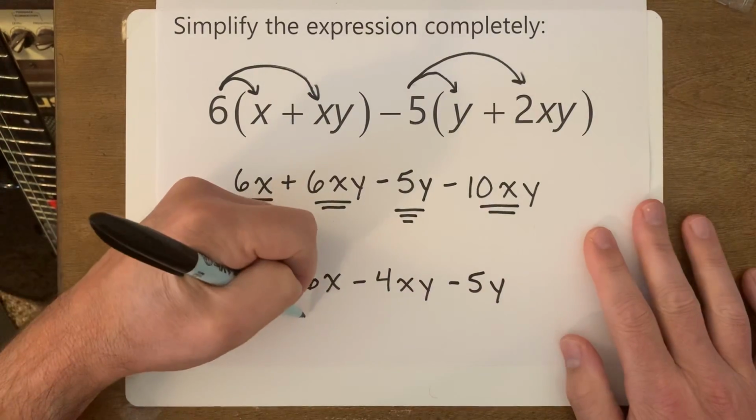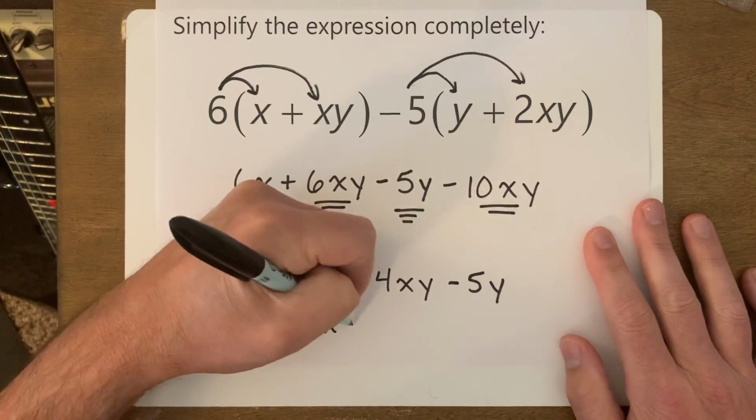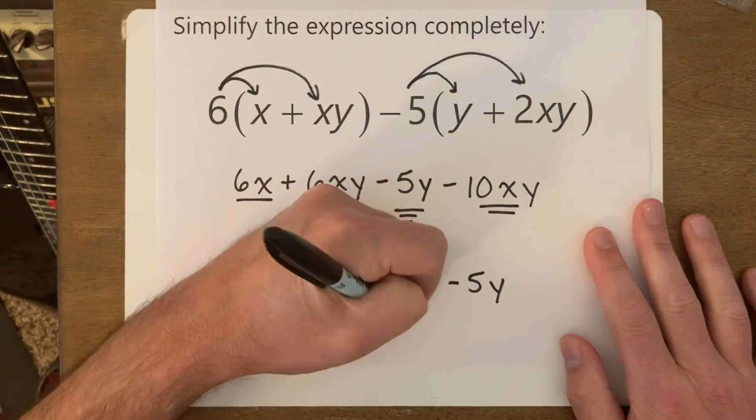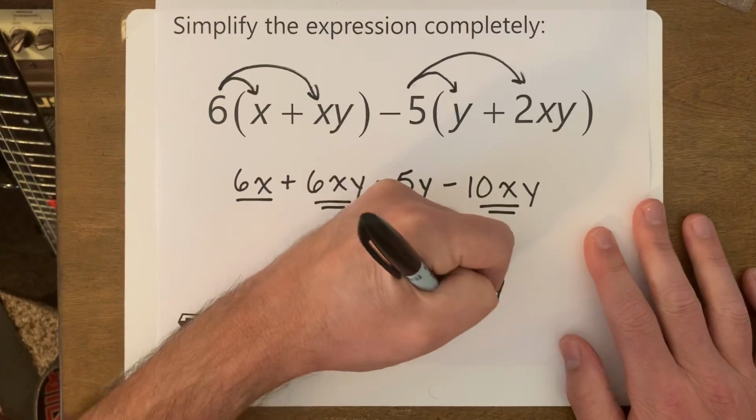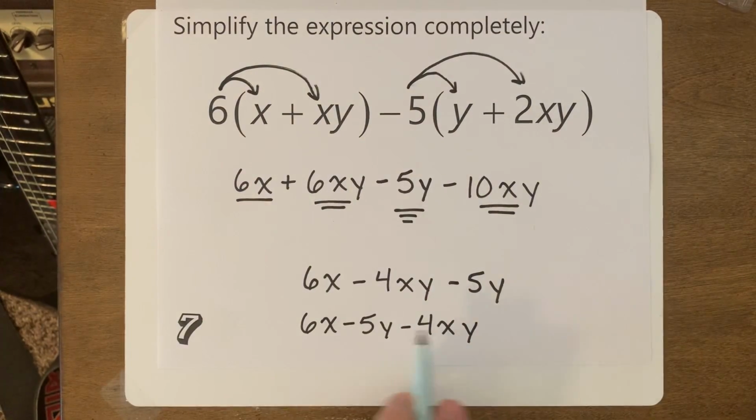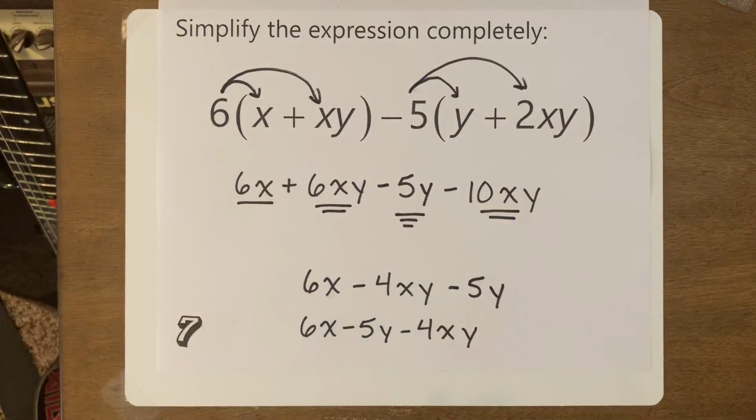What if a student decides to do this? 6x minus 5y minus 4xy. Is that correct? Well, that's correct. You just have the terms in a different order, and you did keep the same sign in front of it as you switch them. That's fine. You can write it like this, or you can write it like this, either one. Now, if this is a multiple choice test, you wouldn't see both of these answers on the test because they're both correct, and you can't say one is more correct than the other.